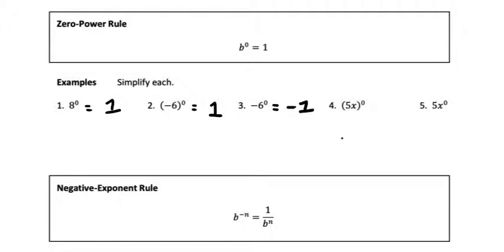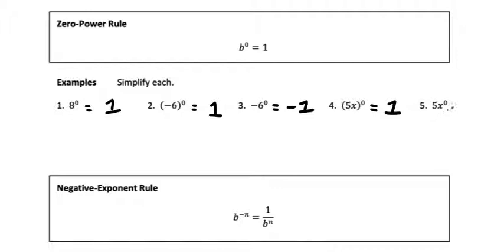Number 4, we have parentheses around 5x, and so that's saying to raise the whole thing to the 0 power. So it's no different if it were just a number or just an x. That whole thing raised to the 0 power is equal to 1. Now, again, notice it's different from number 5 because we don't have parentheses in number 5.